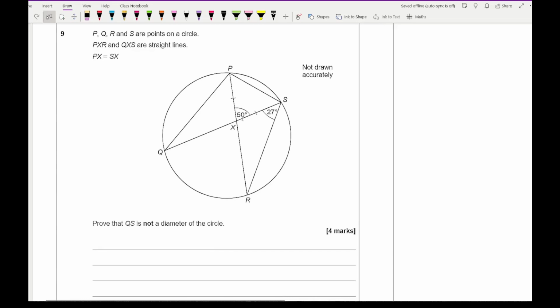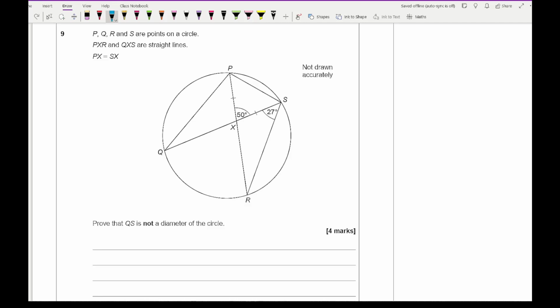It says P, Q, R and S are points on a circle. PXR and QXS are straight lines, and PX equals SX. Prove that QS is not the diameter of the circle. Now, in terms of the information that's given there, that's just basically confirming which circle theorems you're going to be using and just clearing up some of the facts, that you've got straight lines and certain points go through each other.